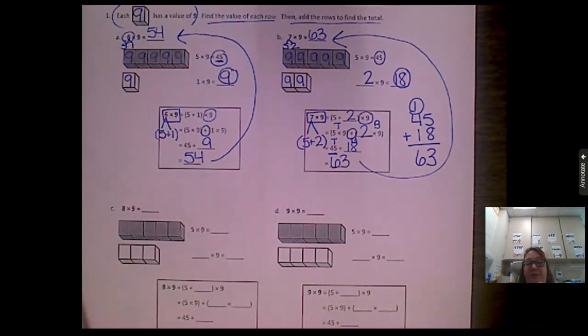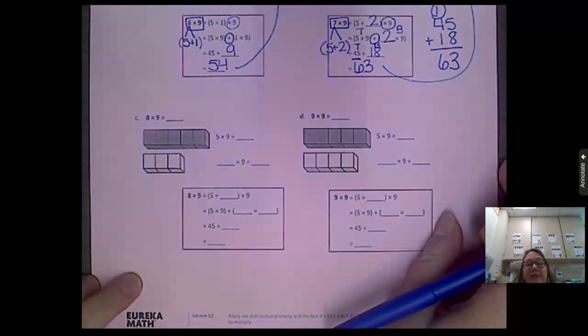If you're feeling really good, you can pause your video right now and you can do C on your own. If you're so-so, stick with me and do C with me, and then try D on your own. So depending on your comfort level, you can decide what you want to do with C and D on here, okay? All right, so let's take a look at C.